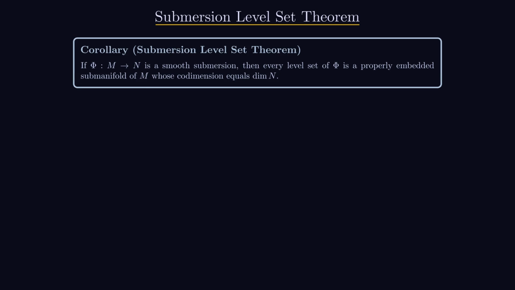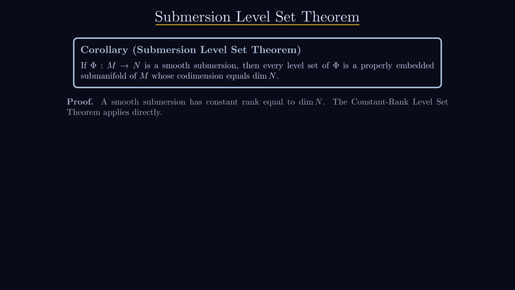The proof is a single sentence. Apply the preceding theorem with R equal to the dimension of N. A smooth submersion has constant rank equal to the dimension of N by definition. Surjectivity of the differential at every point is the condition that the rank equals the dimension of the target. Applying the constant rank level set theorem with R equal to the dimension of N gives that every level set is a properly embedded submanifold of codimension equal to the dimension of N.